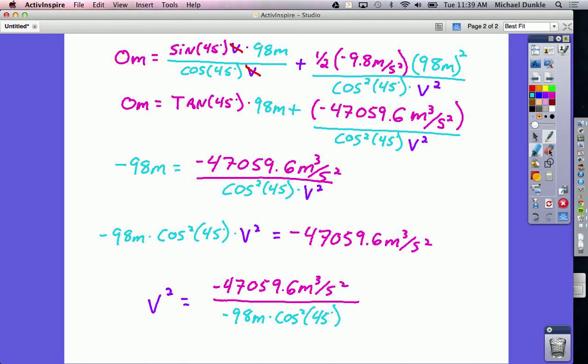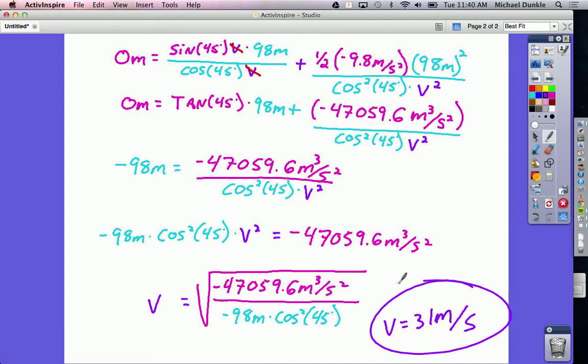And as I said, what we're looking to do is get rid of this squared. We don't want a squared, so all we have to do is take the square root of the other side. Square root. Plug all of that into your calculator, and what you should end up with is that the velocity of the ball as it leaves the bat is roughly 31 meters per second. And that is the end of number 6 from our projectile review paper.